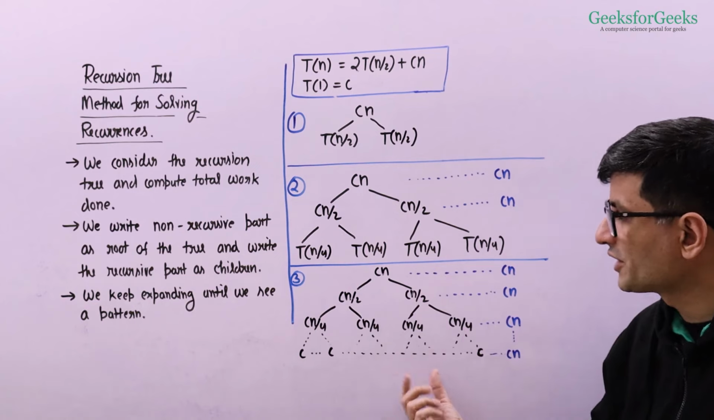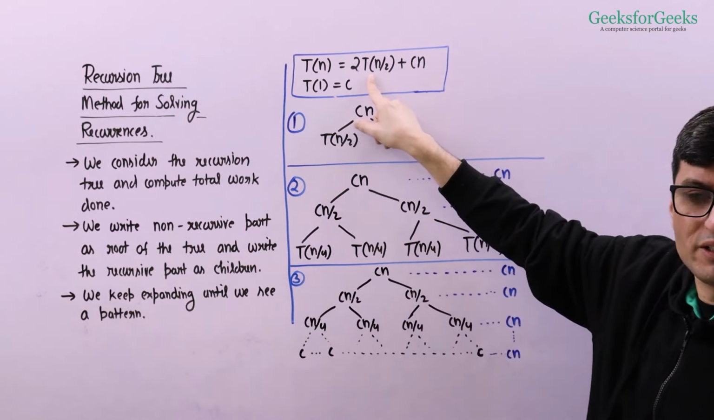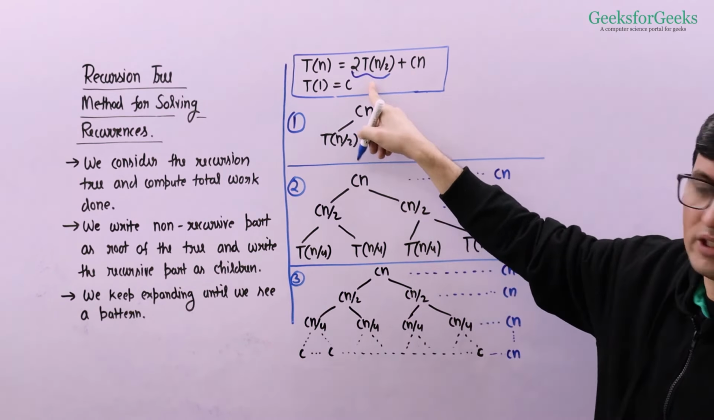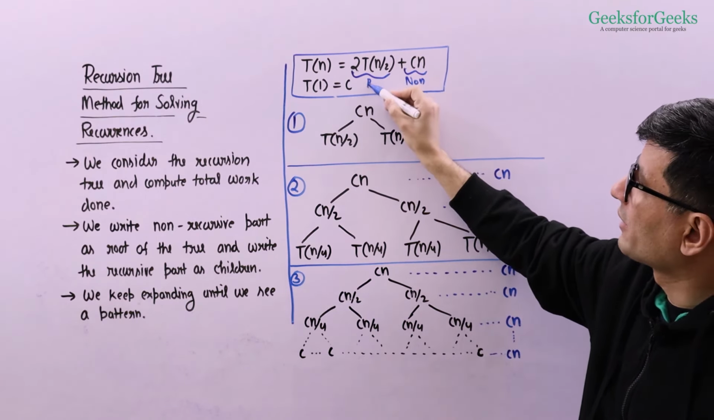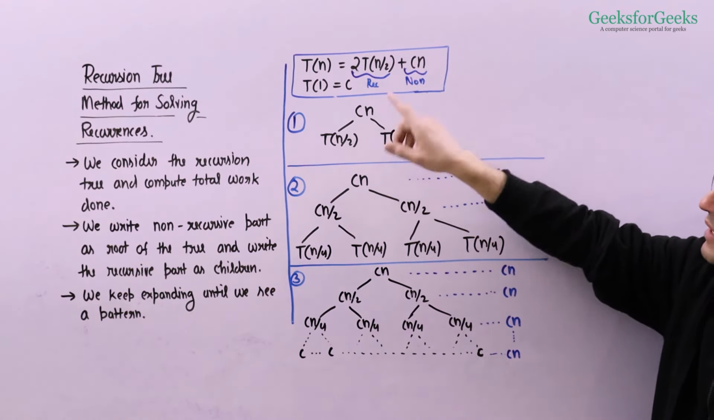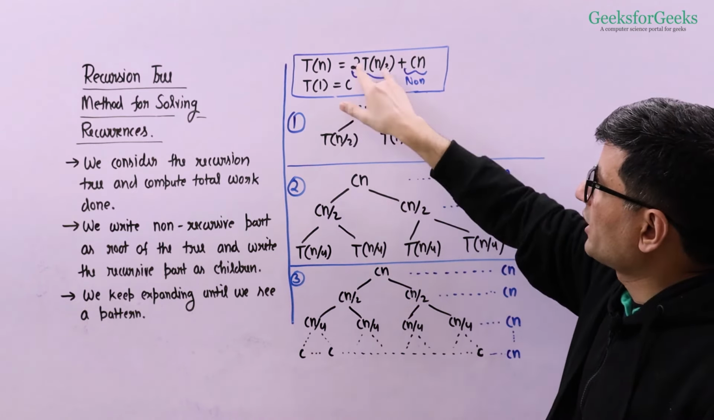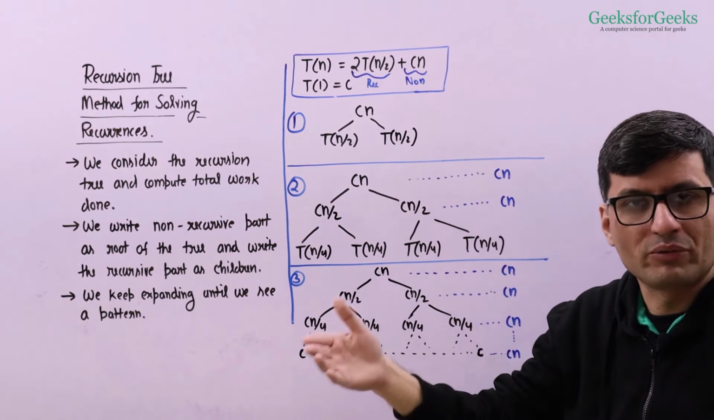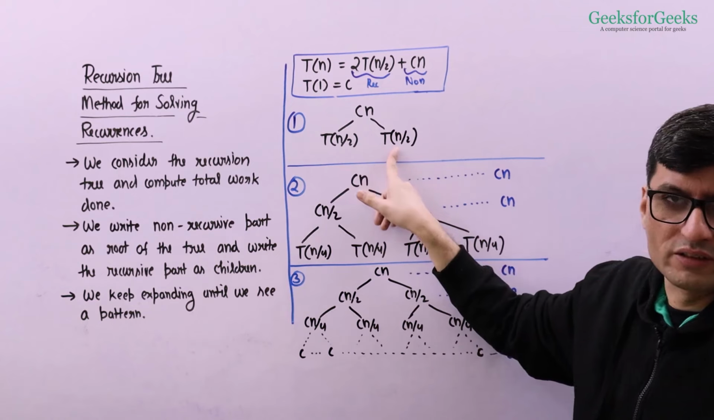How do we draw this recursion tree? So these are the steps. If you see the recurrence relation that I have here, we have a recursive part here, right? There are two recursive calls, and then we have a non-recursive part. This is the non-recursive part and this is the recursive part, right? So what we do is we write the non-recursive part as the root of the tree first. Then we write the two recursive calls. There are two recursive calls here, that's why I've written two. If there were three, we would have written three. If there was one, we would have written one. Then there are two recursive calls, so we write those two children here.